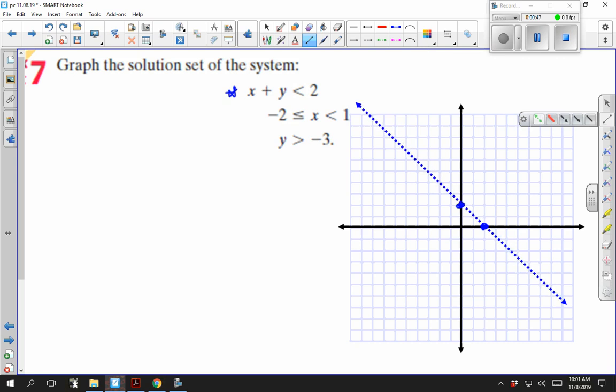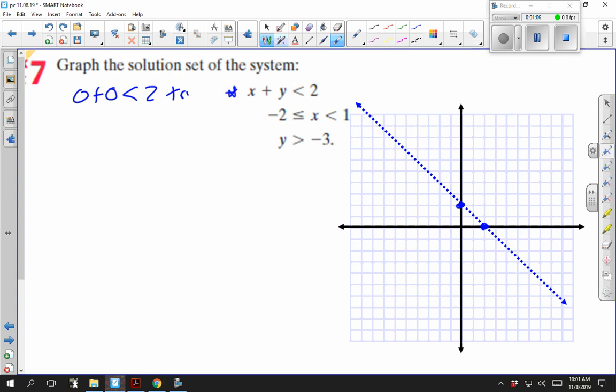Now I've got to decide where I'm going to shade this. I'm going to test this, and I'm going to plug in the point 0, 0. I like using the point 0, 0 because it makes it easy to calculate. So is 0 plus 0 less than 2? That's true. Since that's true, I know I'm going to shade this side of that line. I didn't shade it yet because I've got a few other lines to graph. We want to see where it all comes together.